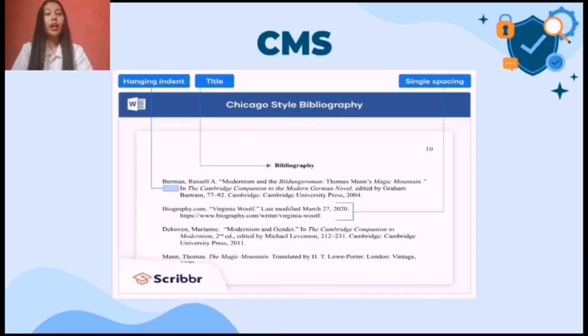Next is the CMS example format. The title here should be centered and also in bold, and the spacing in every paragraph is single spacing only, and the hanging indent is 2 margins.